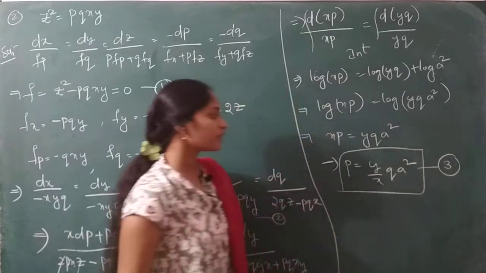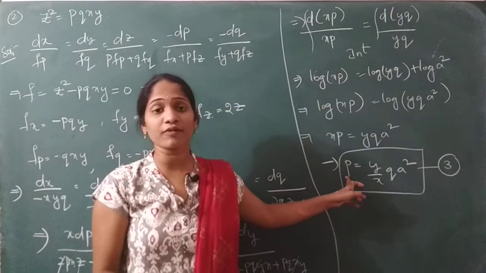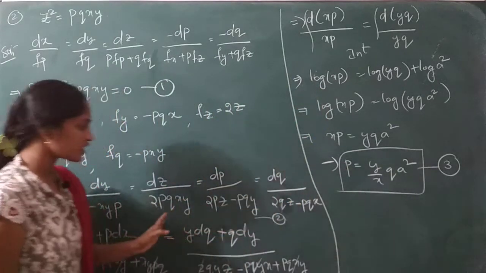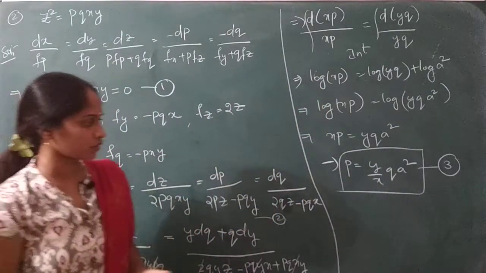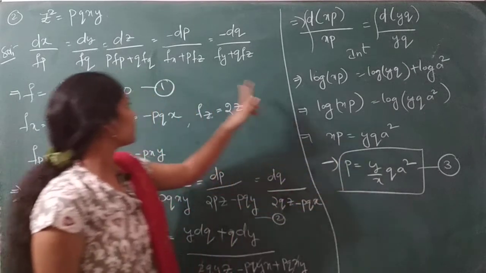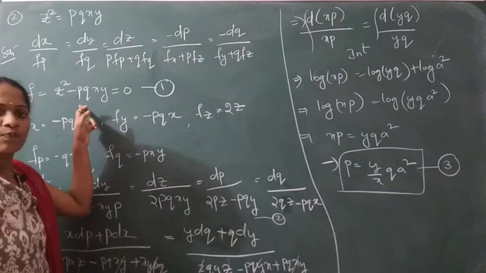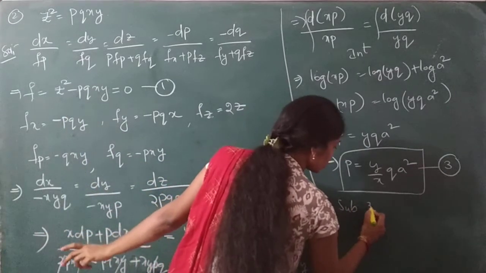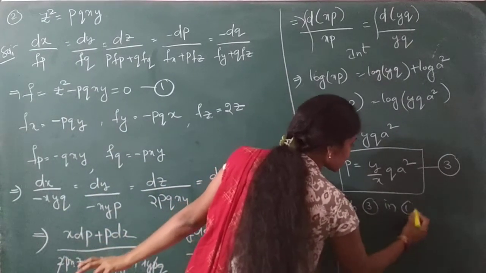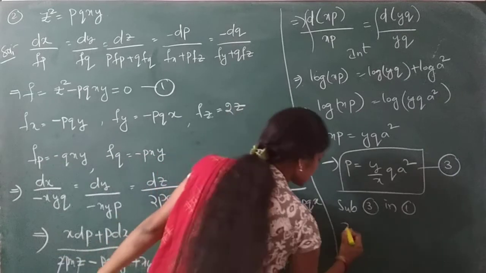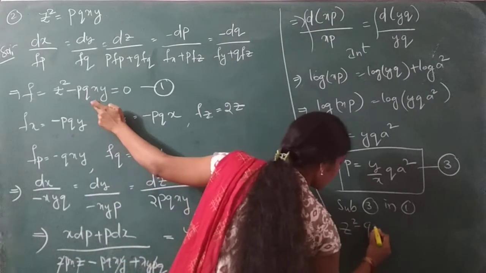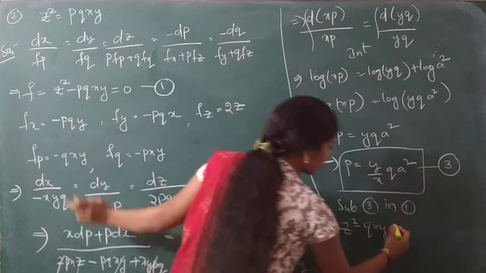So after finding the value of p, what do we have to find next? The q value. For that, wherever we substitute q, the derivative will appear again. So we have to take this p value and substitute it in our actual equation that has the derivative. So substitute 3 in equation 1. Let's see what happened. z square minus q xy into p, let's write the p value here.